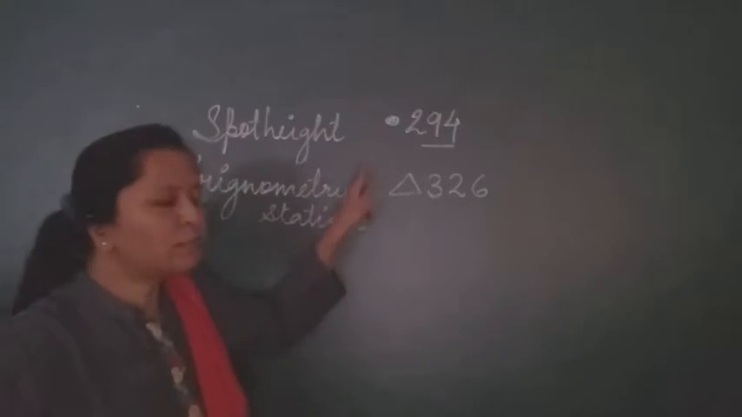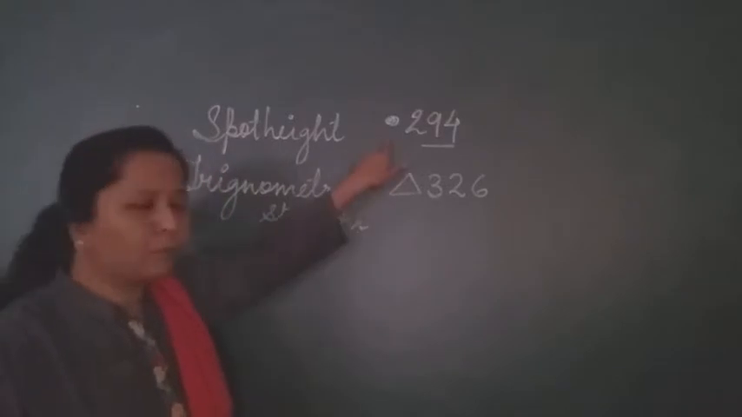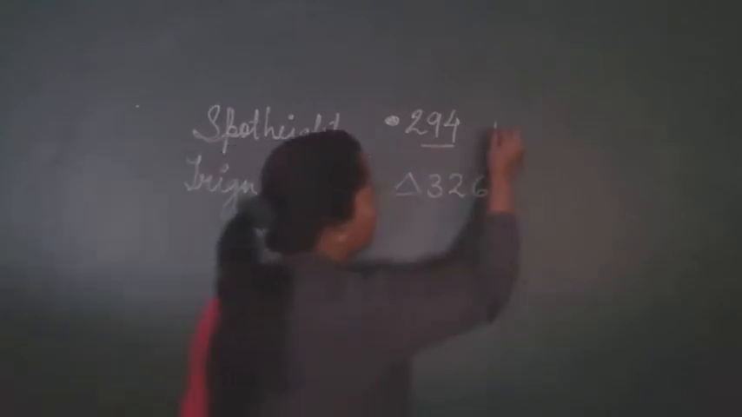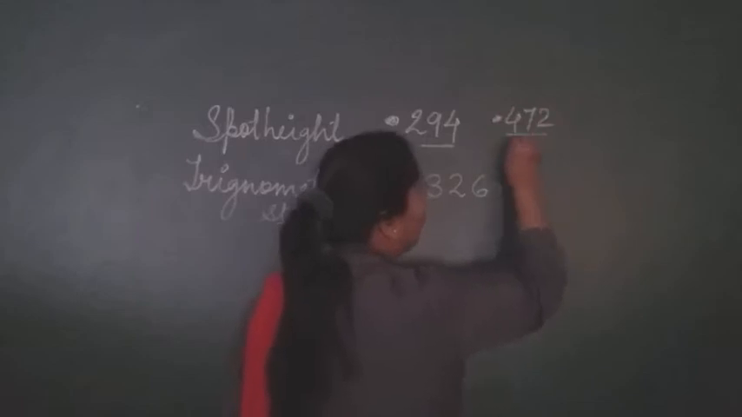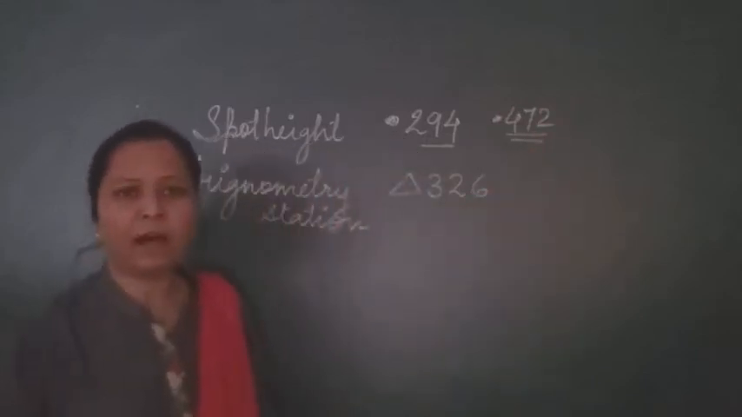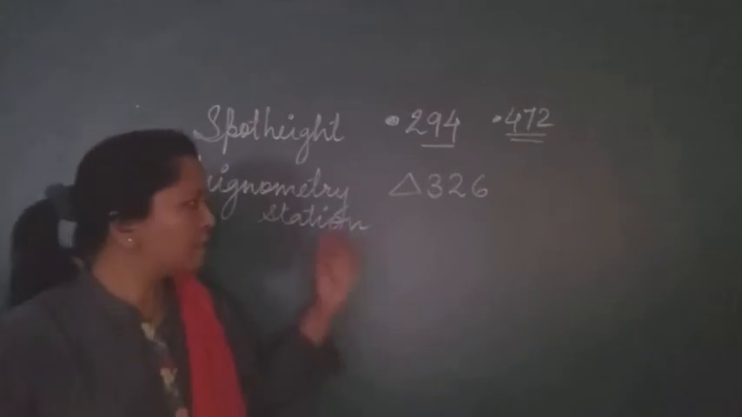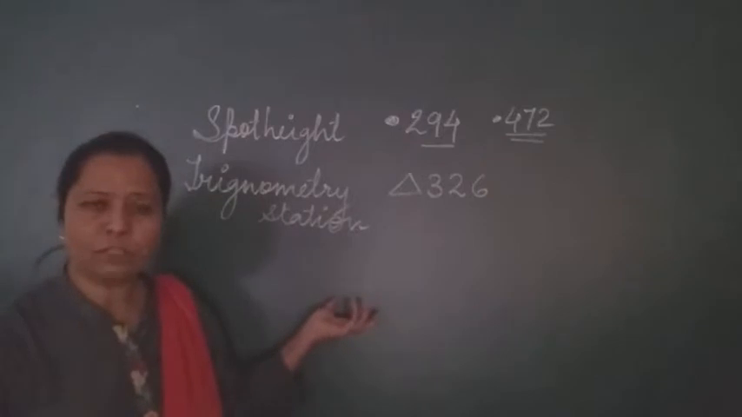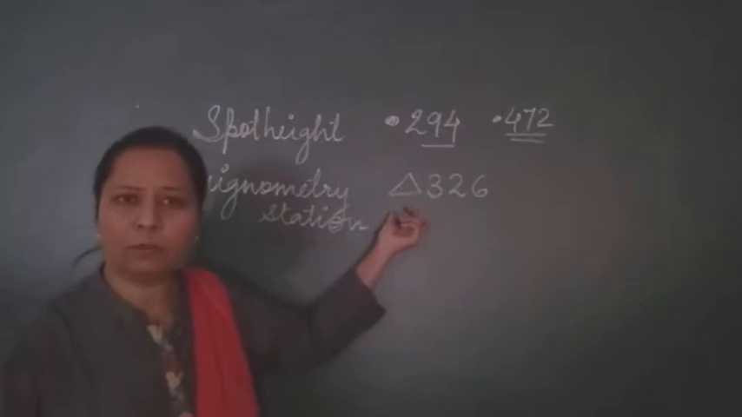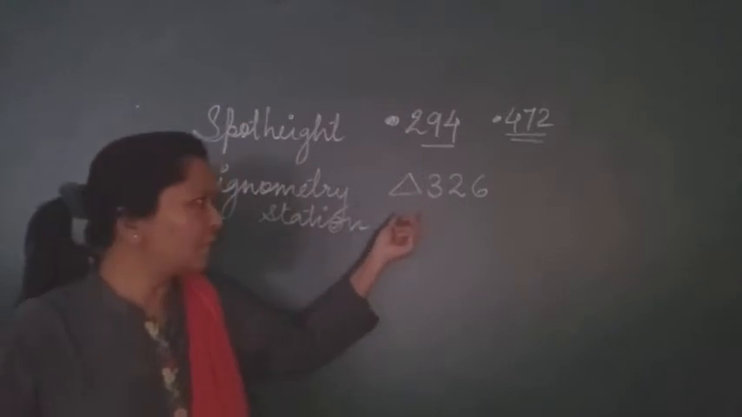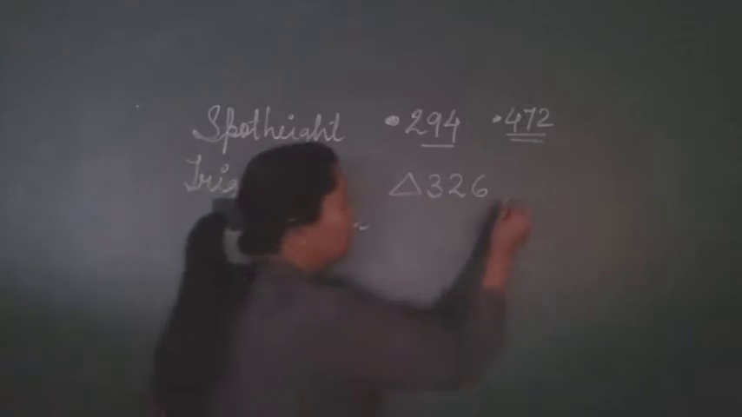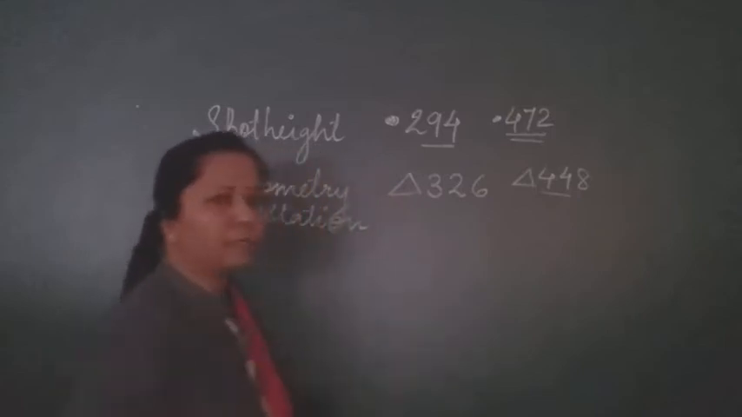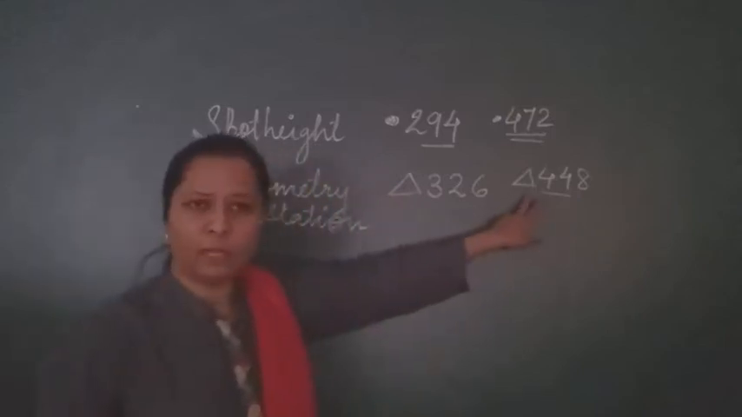So in this way the two symbols can be seen. One comes with a dot and 294 or any other number, for example dot 472. It means the particular area has been surveyed and the height of that place is written. The second method is the trigonometry station, where the method used is trigonometry, and then the height of that area is noted, that is triangle 326. For example, triangle 448. Then again it means a trigonometry method is used and the height of that area is noted down.